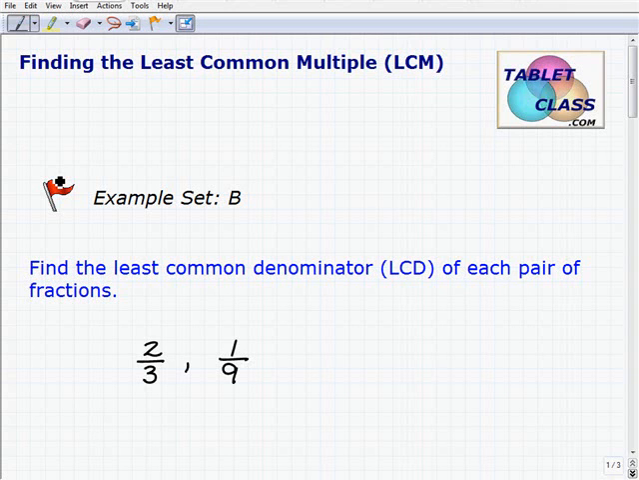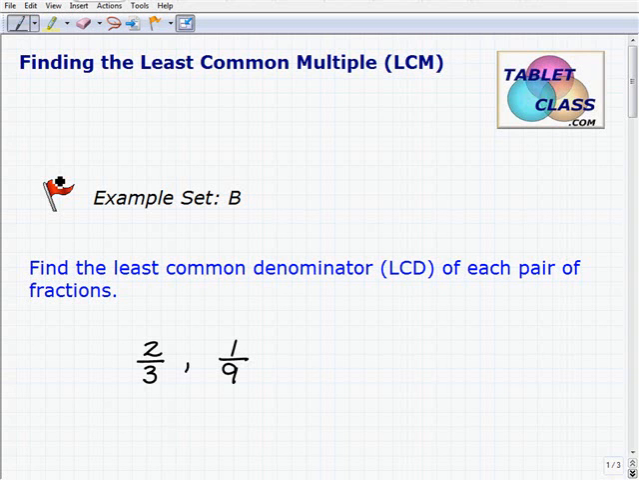Sometimes this is known as finding the lowest common multiple, but it's still the LCM. This is our example set B video, and here we're going to find the LCM of the denominators of some fractions. And when we do this, we're actually finding the lowest common denominator.